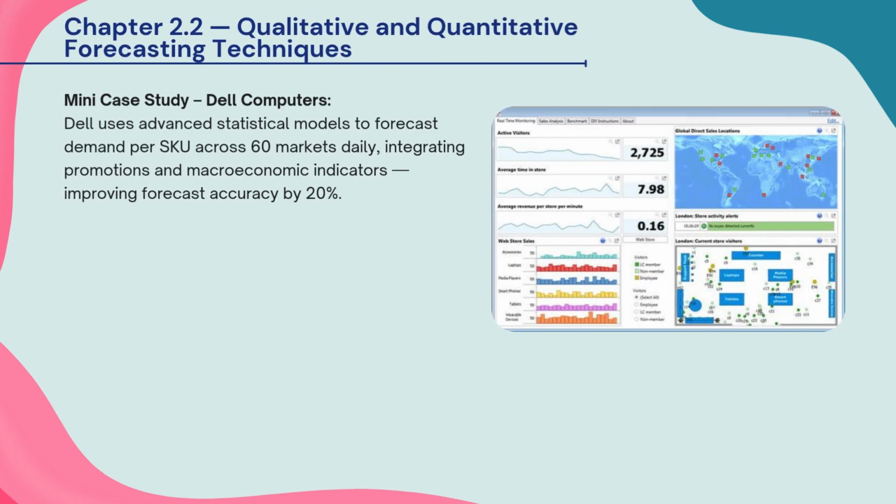Dell uses advanced statistical models to forecast SKU-level demand across more than 60 global markets every day. Their system integrates factors like promotions, seasonality, and macroeconomic trends to refine predictions. This data-driven approach improved overall forecast accuracy by nearly 20%, enabling better inventory planning and faster customer fulfillment.